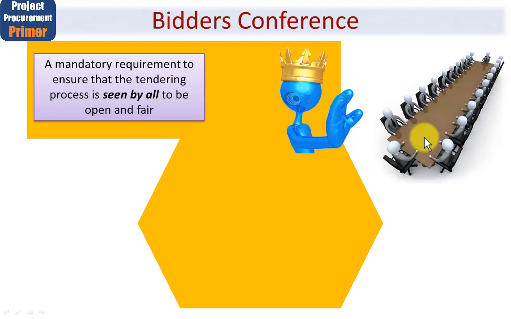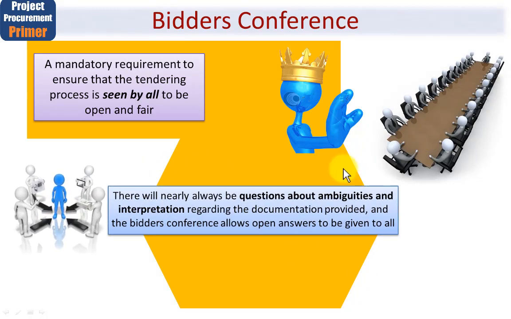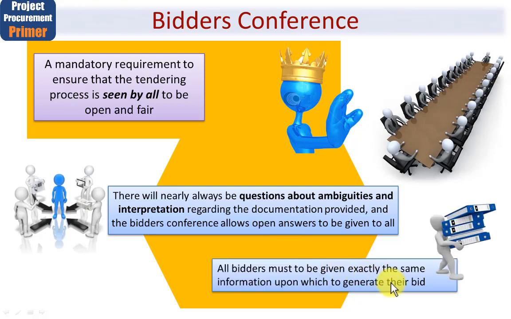So let's imagine I respond via email. I would respond to them and copy all of the other individuals present at that conference. In other words, I would start the email off by saying, I've had a question regarding blah blah blah from supplier X, and I've given them a full answer. Please find it below and use it as part of preparing for your individual bids. So there will nearly always be questions about ambiguities and different interpretations regarding the documentation provided, and the bidders conference allows open answers to be given to all. All bidders must be given exactly the same information upon which to generate their bid.